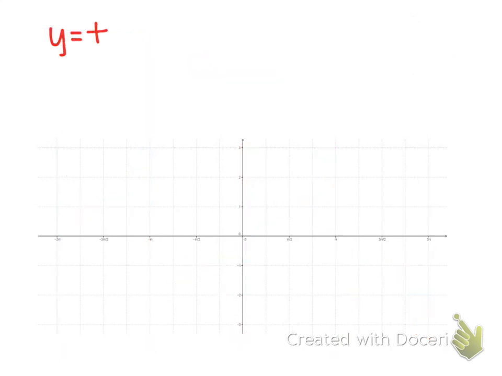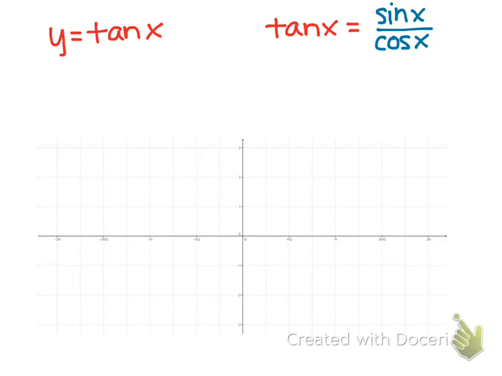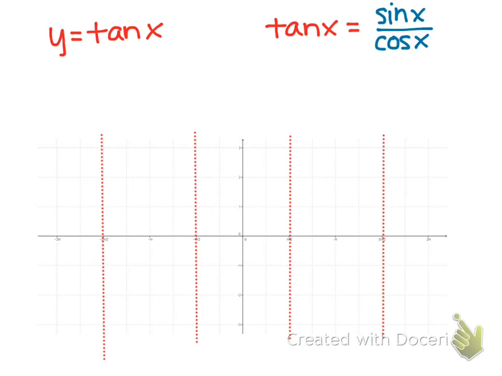Okay, let's move on to the tangent graph. Tangent is sine over cosine. We're going to use a similar method. We're not actually going to graph sine and cosine, but we're going to say wherever the cosine is 0, the tangent is going to be undefined. So we draw asymptotes everywhere the cosine is 0. Wherever the sine is 0, that's in the numerator of the tangent function, so the tangent will be 0 when the sine is 0. We'll put in all our zeros for the tangent function.